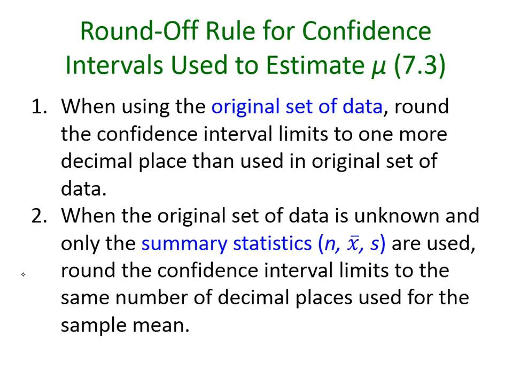But you have to pay attention: do I know the original data set? If I do, it hasn't been rounded yet, so you round it to one more decimal place. On the other hand, if it's already been rounded, keep it to the same rounding that it already was. Questions there?